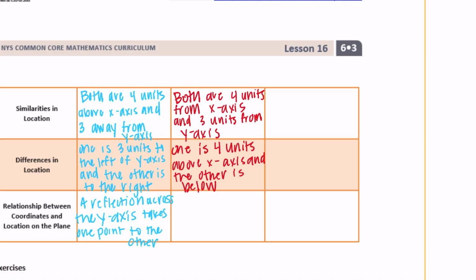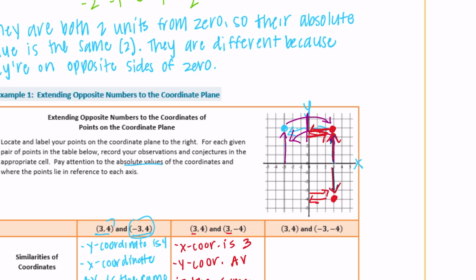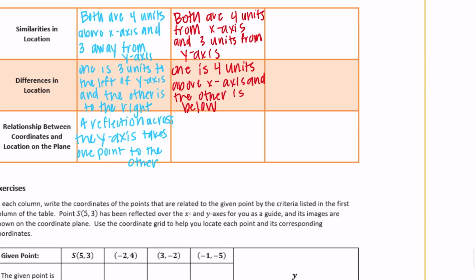Okay, and the relationship between the coordinates on the plane, so again, we're just going to talk about their reflection. So we could take this coordinate, 3, 4, and reflect it across the x-axis, and we would get to 3, negative 4. So let's just say a reflection across, this time it's the x-axis, whereas last time it was the y-axis, takes one point to the other.